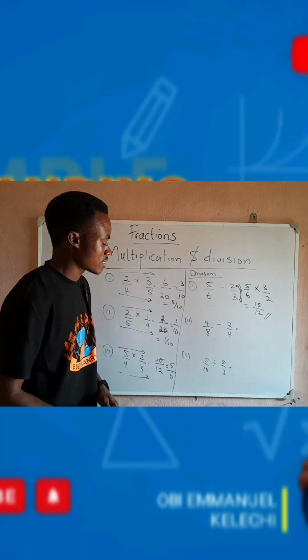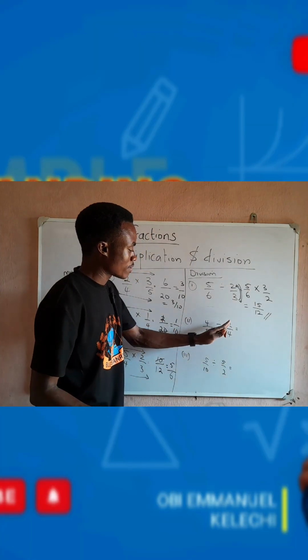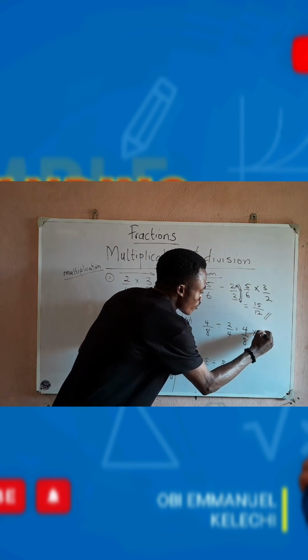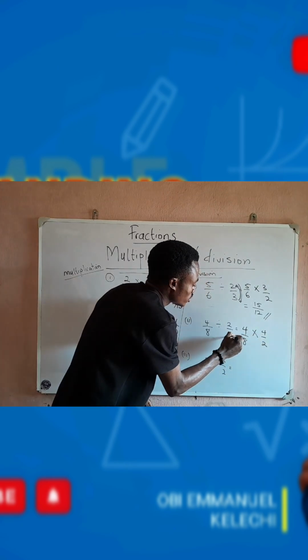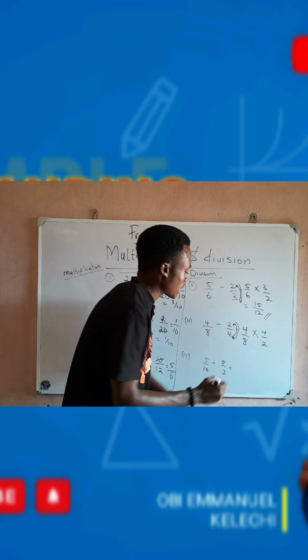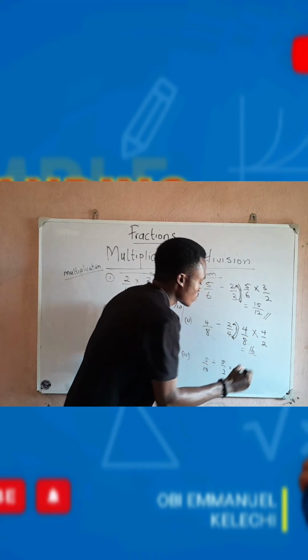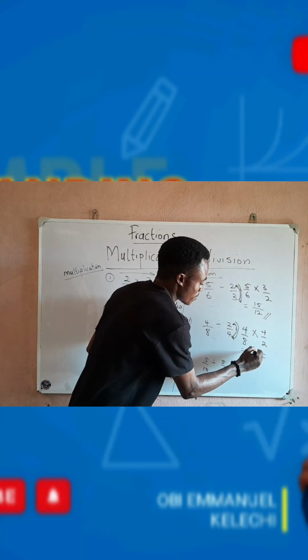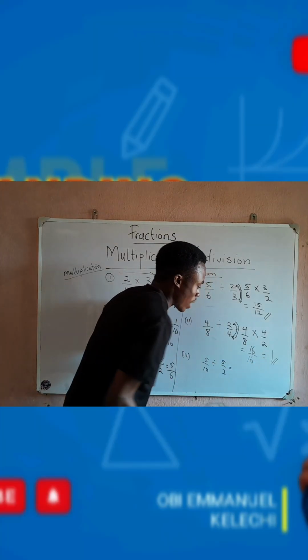Now let's try the second example. This is 4 over 8 divided by 2 over 4. So it's going to be 4 over 8 times 4 over 2. So this one will go up and this one will come down. So 4 times 4 is equal to 16 over 8 times 2 is equal to 16. So 16 divided by 16 is equal to 1.